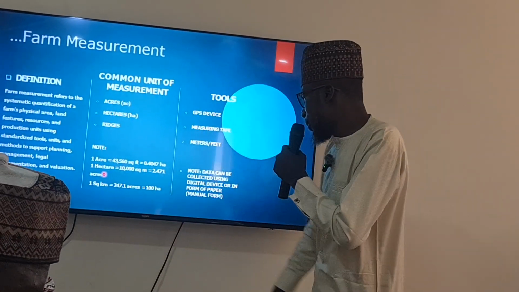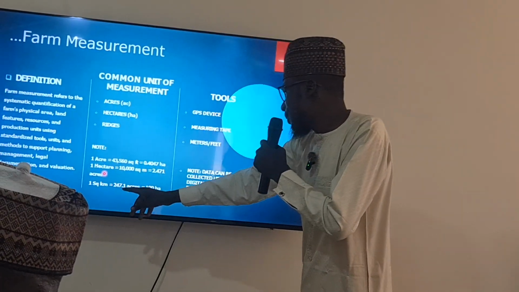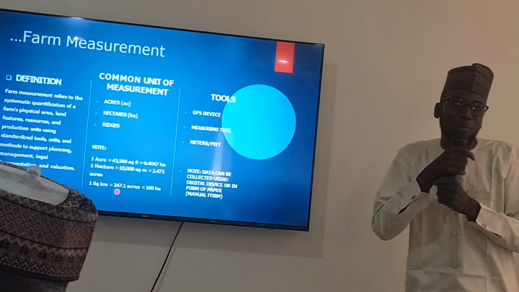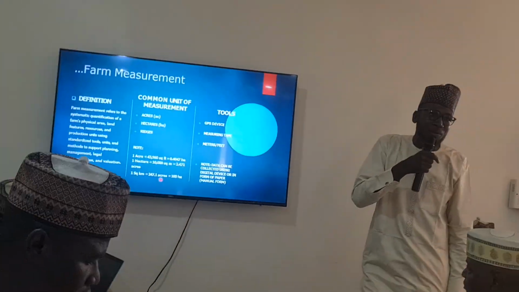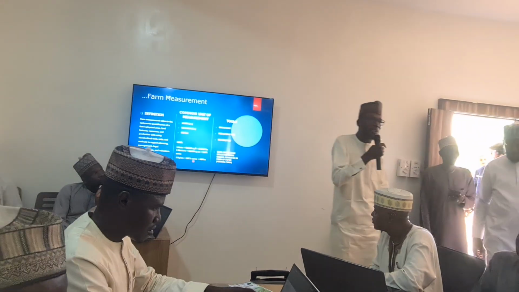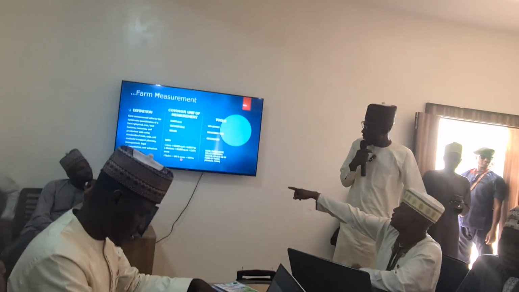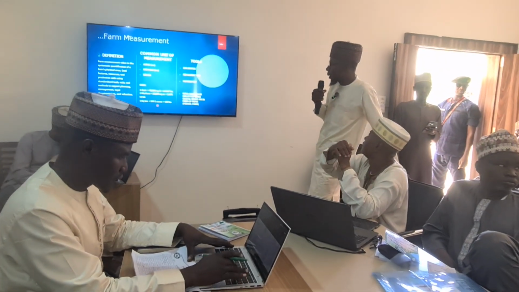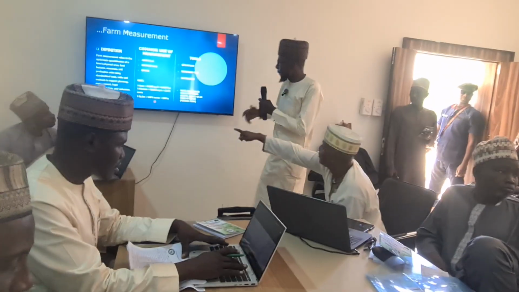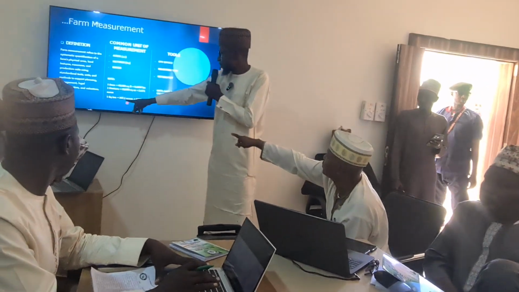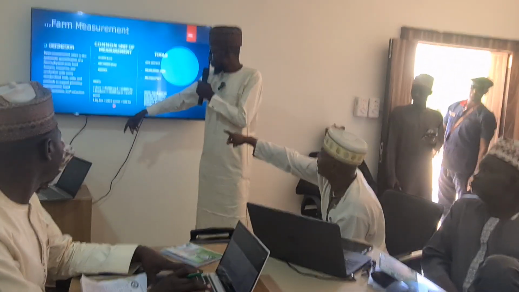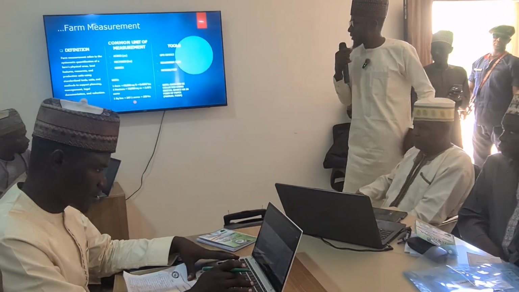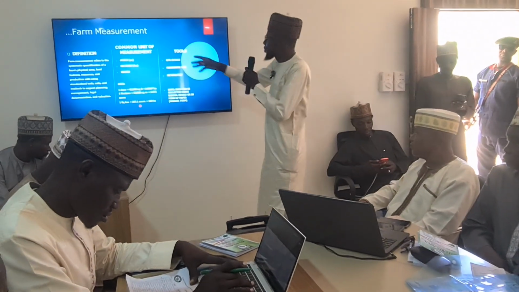Then 1 square meter is equivalent to this. But commonly here, some measure farms in feet. 1 square kilometer, not meters. You said meters, it's kilometers. Yeah. 1 square kilometer is equal to 100 hectares. Look at it. Yes. Not meters. Yes. 100 hectares. Now, tools.